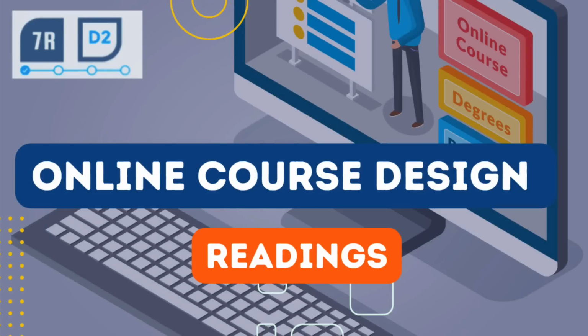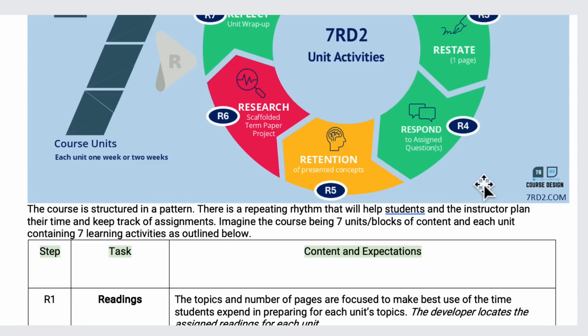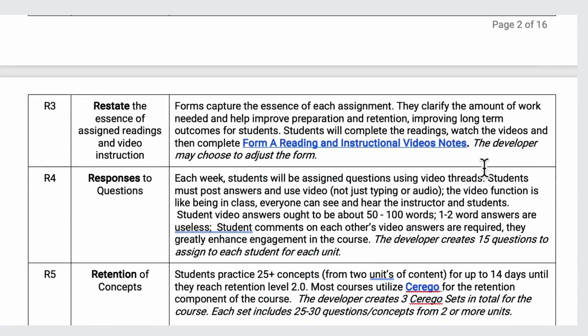One of the key elements in the 7RD2 course design process is readings. Reading is one of the 7 elements for each unit in the course. The unit starts with the objectives for that unit, and then the faculty puts together a list of readings, those readings to make the best use of the time to understand the unit topics.